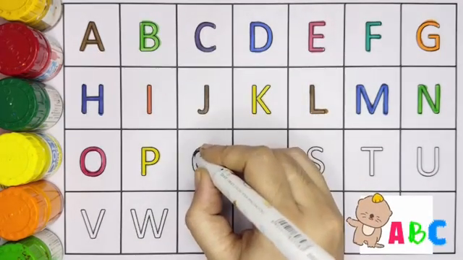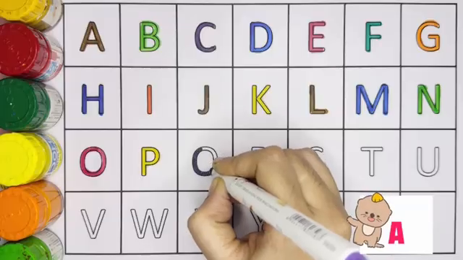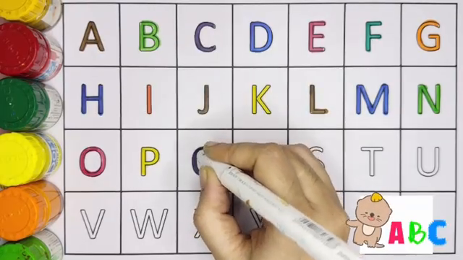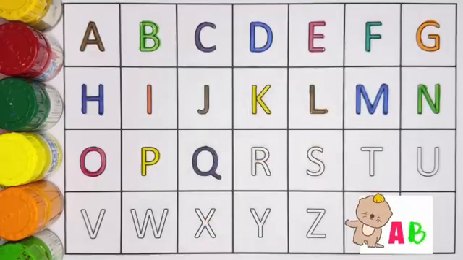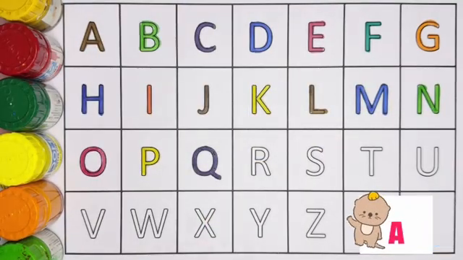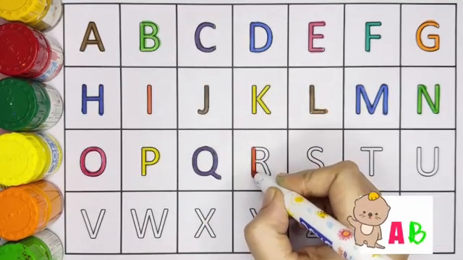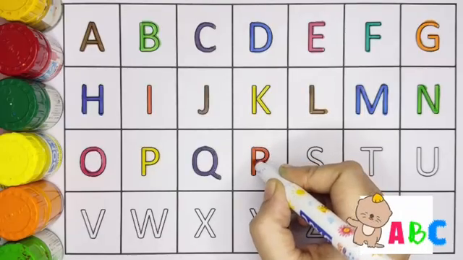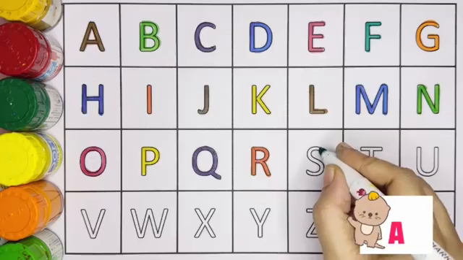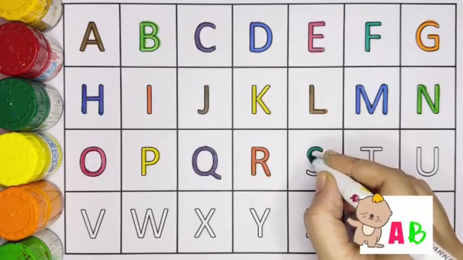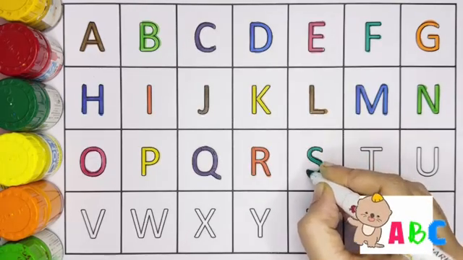Next is Q. Q for queen. Next is R. R for rainbow. Next alphabet is S. S for sun.